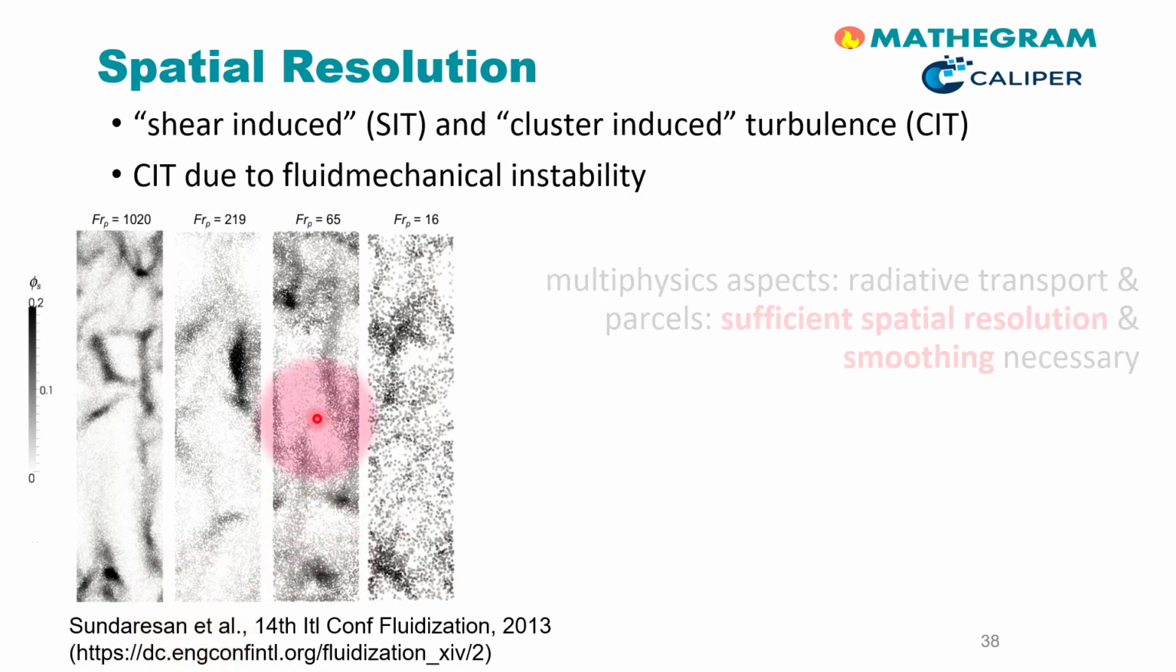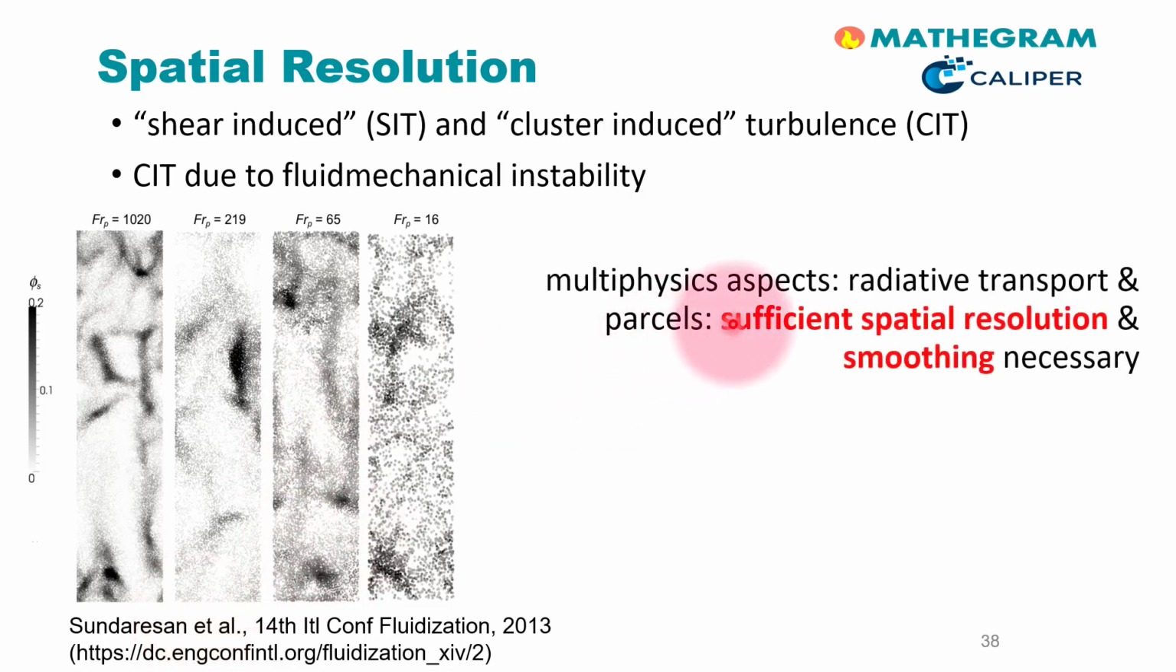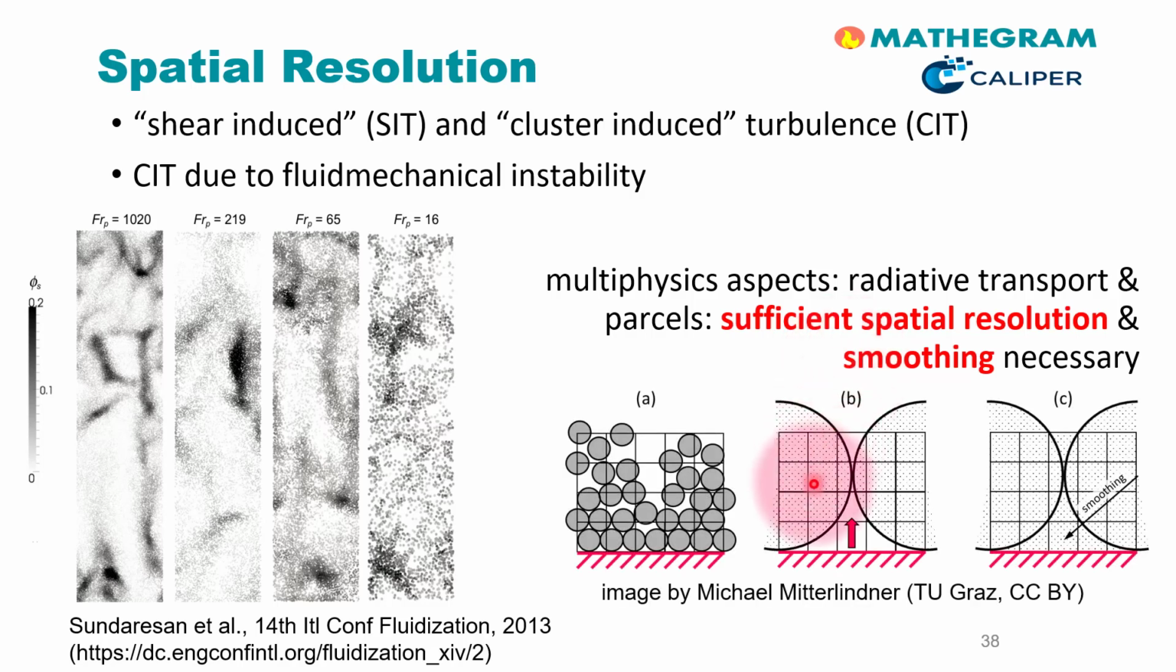Another important factor when picking a certain grid resolution are multiphysics aspects. Depending on the transported quantity, extremely high spatial gradients might have to be resolved. For example, when solving the radiation transport equation shown before, i.e. the P1 model equation, an extremely fine CFD mesh might be required. In case one combines the P1 model with a parcel-based approach as illustrated in panels B and C, this might lead to challenges as again illustrated here.